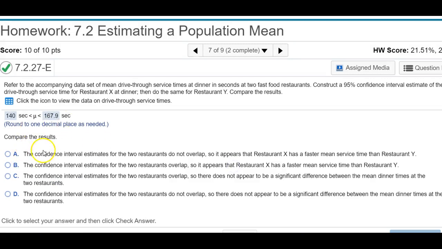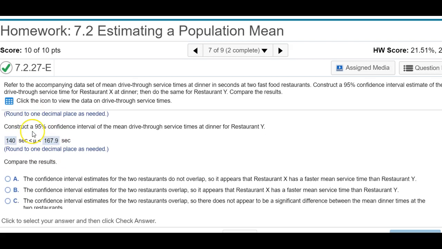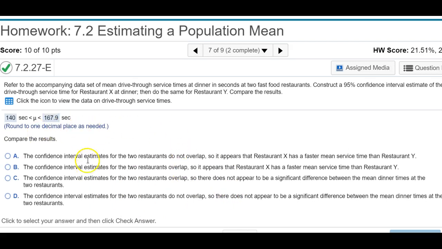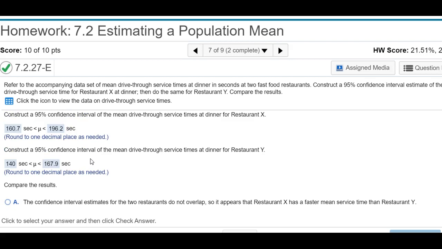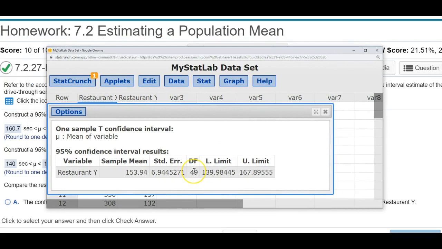And then I'm going to compare them, and you can read through there to compare the results. Looking at here, 95% of all times fall within this interval, and 95% of all times fall in this interval. So then you can make some kind of conclusion based on if there's a significant difference between the mean times of the two restaurants. So hopefully that answers your questions on looking at creating a confidence interval given data points.